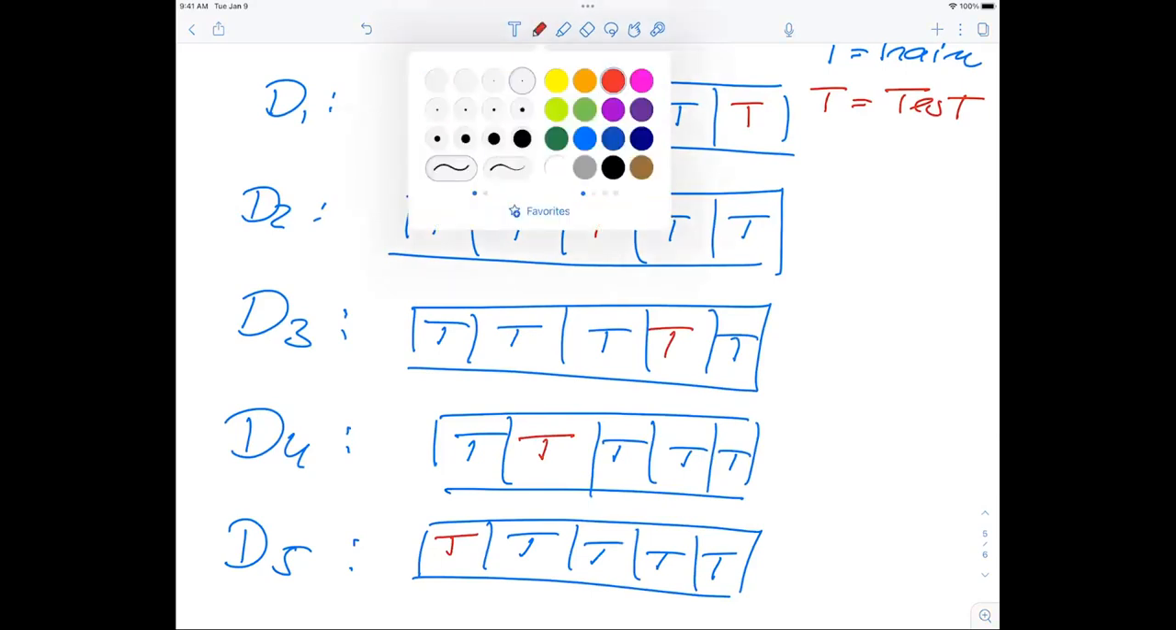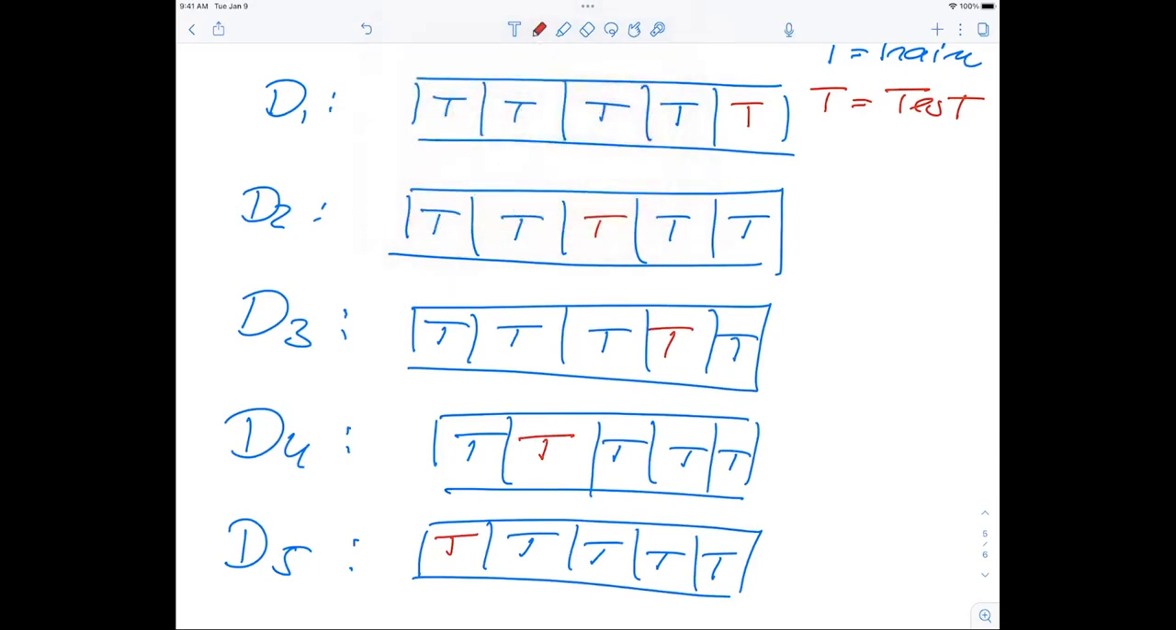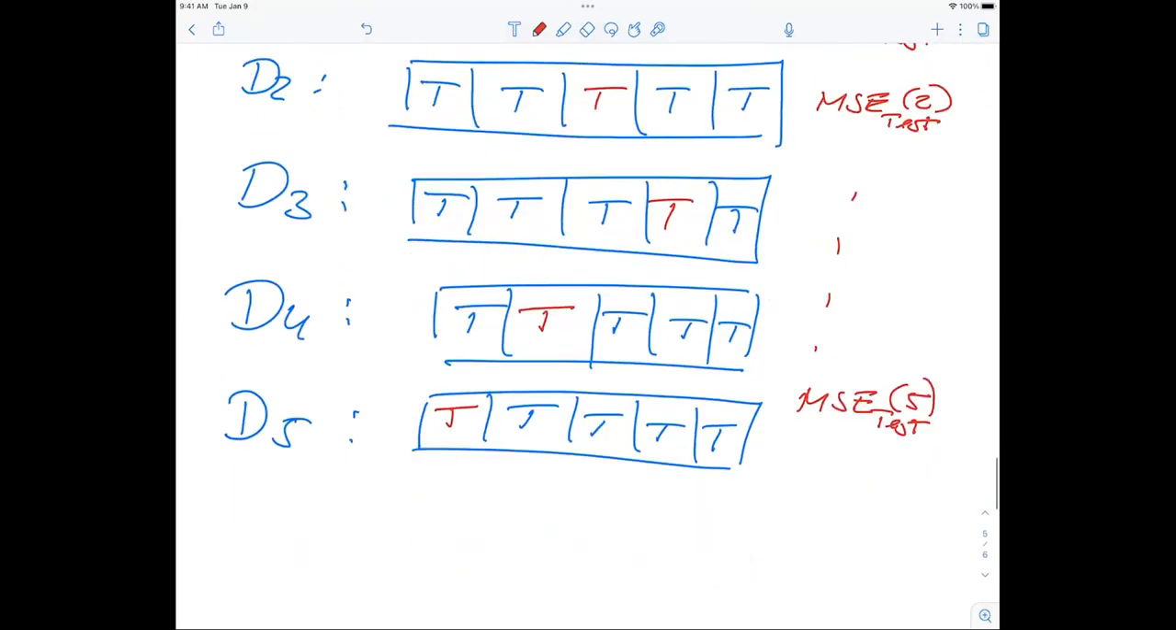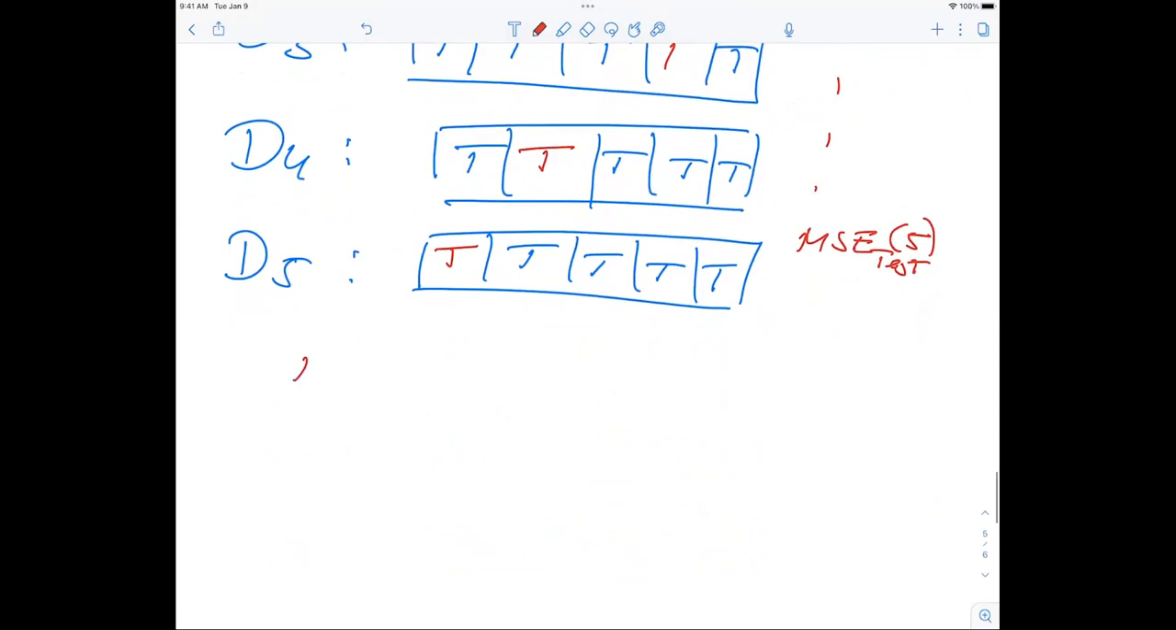And in each case, what I do now is that I calculate the MSE. This is MSE 1 on the test data. Here I calculate the MSE 2 on the test data. And I do this all the way down to the MSE for the 5th set. And I calculate it on my test data.